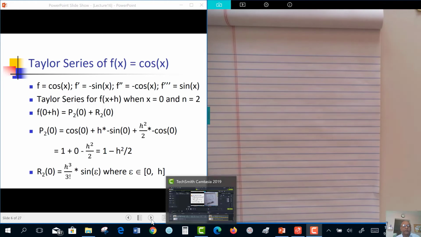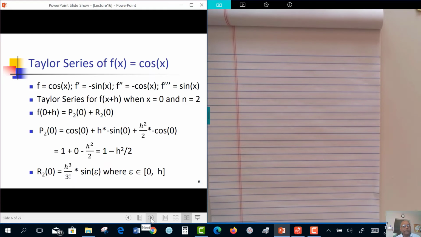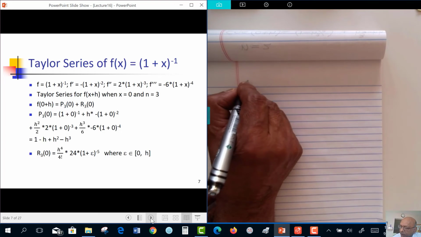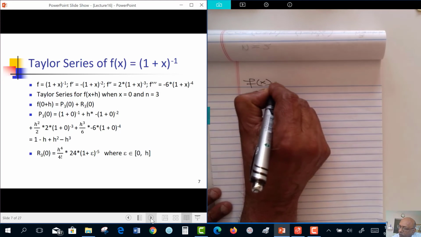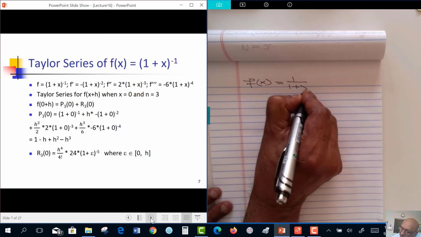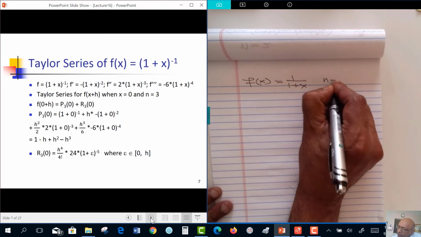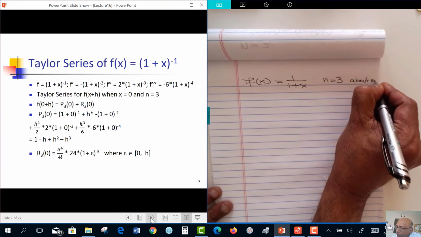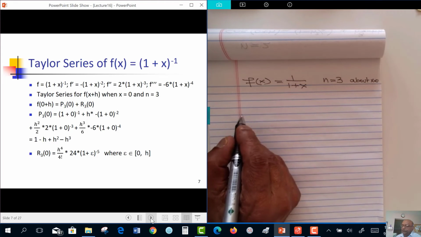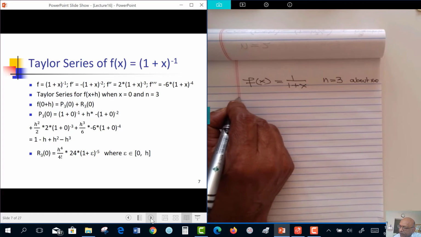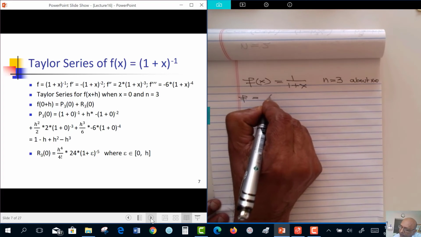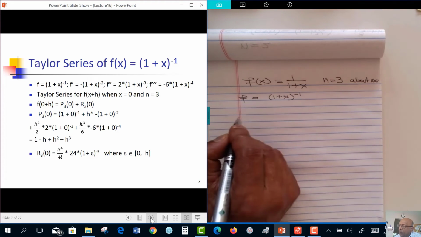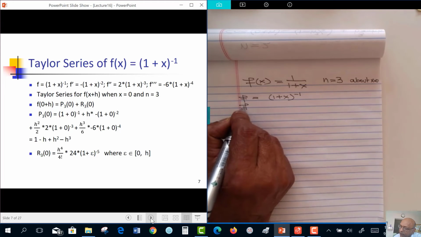Let's do one more example. So let's say this time our function is 1 over 1 plus x. This time we'll go up to, let's say, n is equal to 3, but we'll still do it about x is equal to 0. So as before, we create our table. Our function is easier to write as 1 plus x to the power minus 1, because then taking derivatives would be easy.